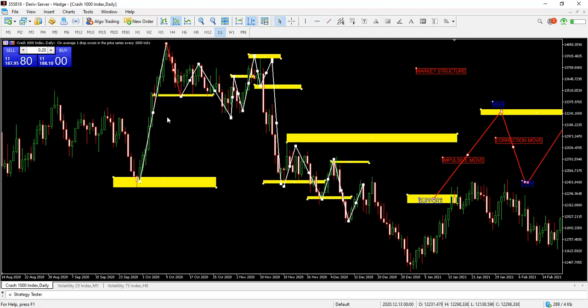Now, from this last low, he made another correction that ended here. From there again, he made another correction. From there again, he made another correction. From here again, he now made another impulse. Why is it an impulse? Because he broke our last low. It has become an impulse.